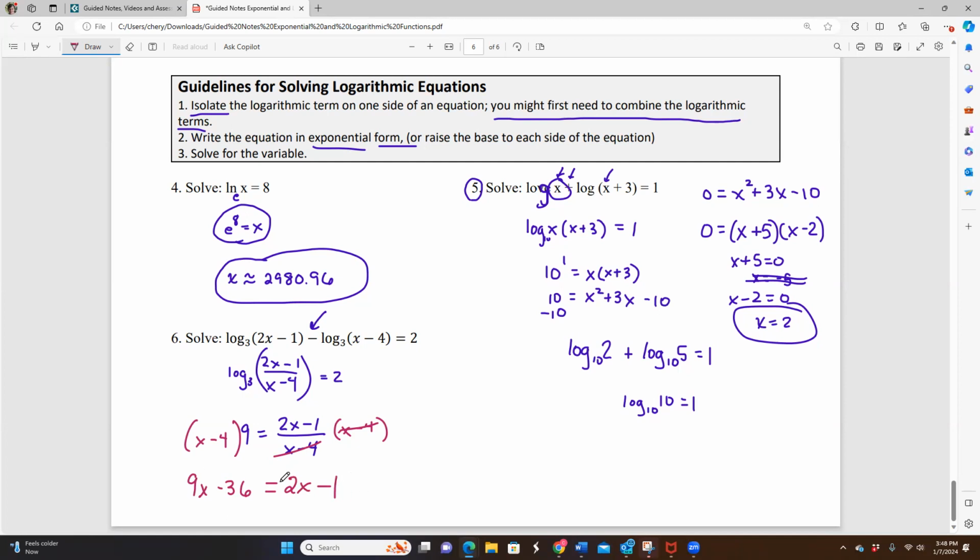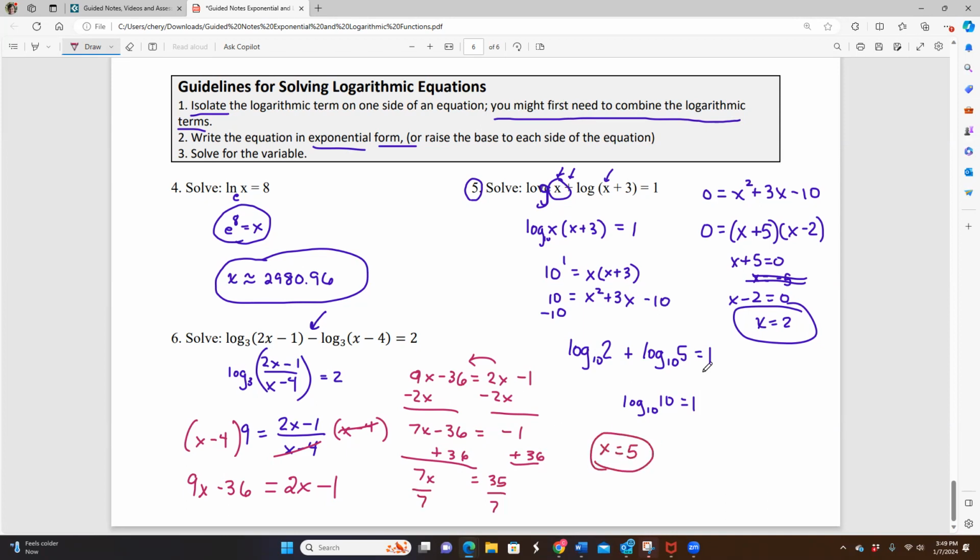All right. So here it's a simple equation to solve. 9x minus 36 equals 2x minus 1. Move our 2x over by subtraction, and get 7x minus 36 equals -1. Then we'll add 36, and we'll get 7x equals 35. Solving this, we'll divide by 7 and get x equals 5.